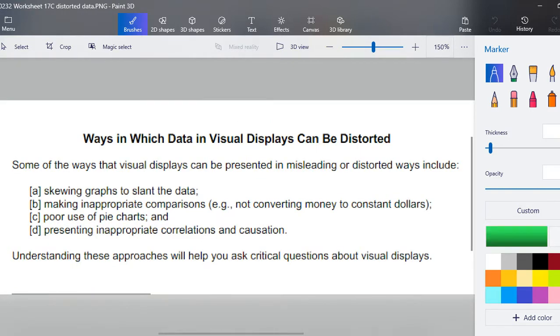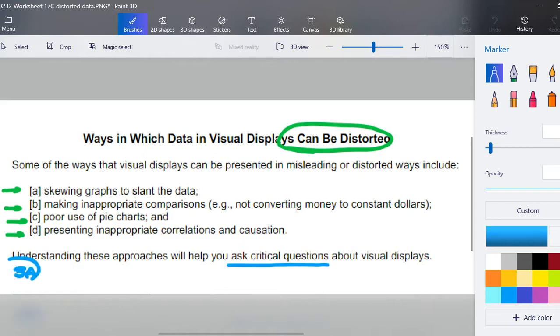One more list of information to have rolling around in your brain, or to have memorized, are ways in which visual displays can be distorted. Some of the ways include skewing the graphs to slant the data, making inappropriate comparisons, poor use of pie charts, and presenting inappropriate correlations and causation. Understanding these approaches will help you ask critical questions about visual displays. So moving on to question 3A.